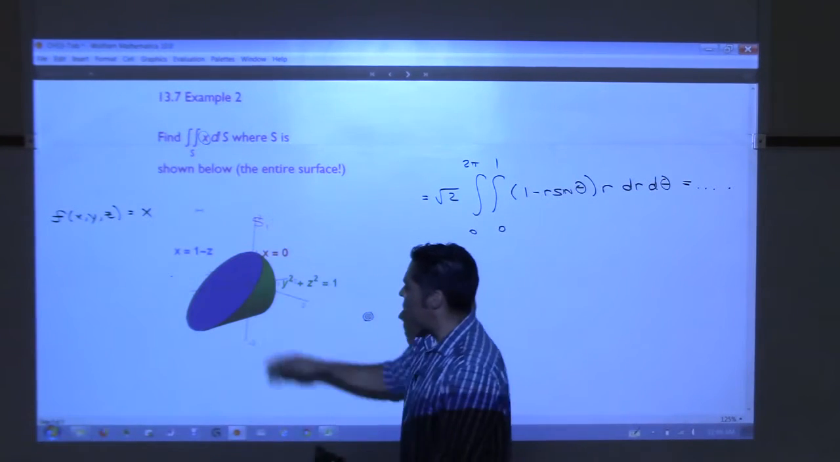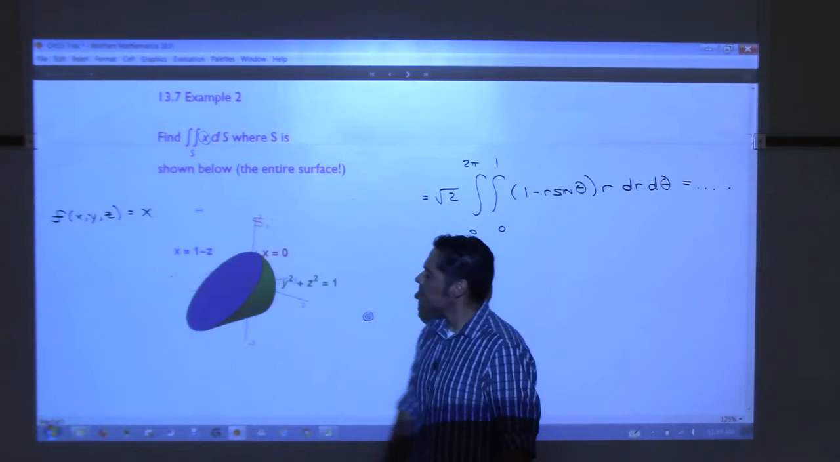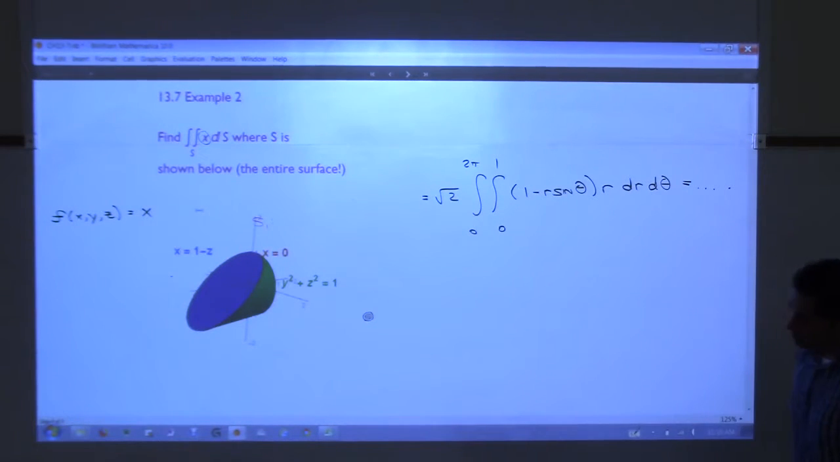We're talking about the green one, right? Yes. You could do either y as a function of x and z, or z as a function of y and z. How can you get that x is a function of y and z? I don't quite see that.